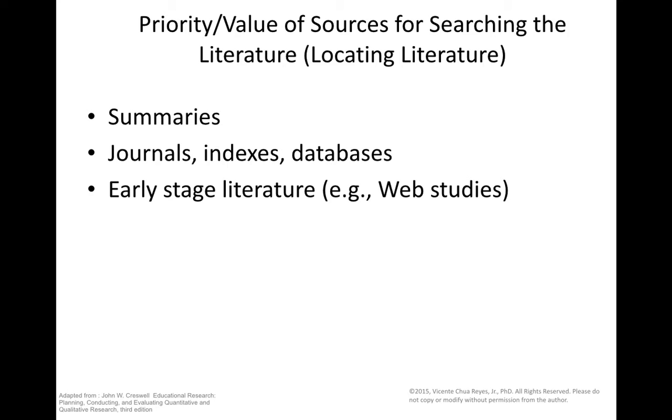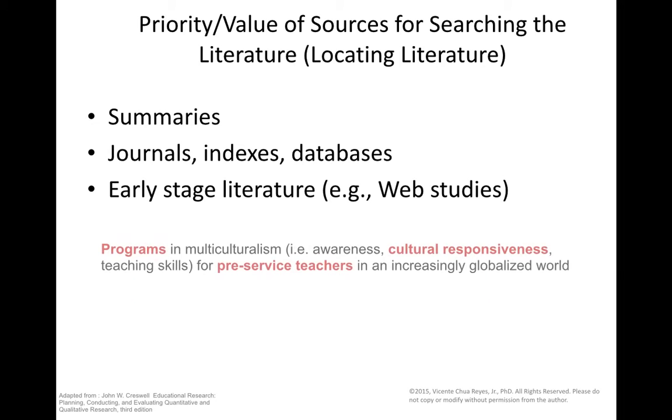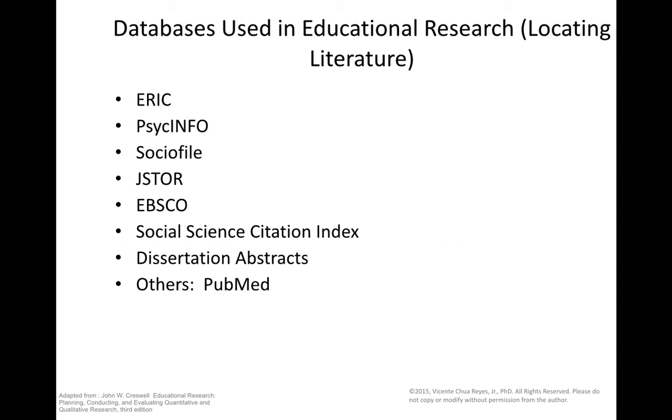When we look at sources, we usually look at summaries initially. We look at journals, indices, databases, and also we take a look at early stage literature. Sometimes we call these web studies, but we need to be careful to make sure that these web studies are of a good and peer-reviewed quality, because anyone can write anything on the web. I think all of us are familiar with that. Again, programs in multiculturalism, cultural responsiveness for pre-service teachers in an increasingly globalized world is what we're trying to look at as a working example.